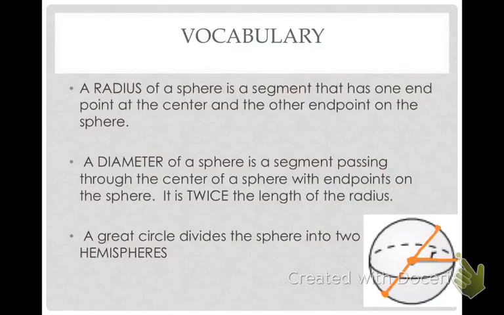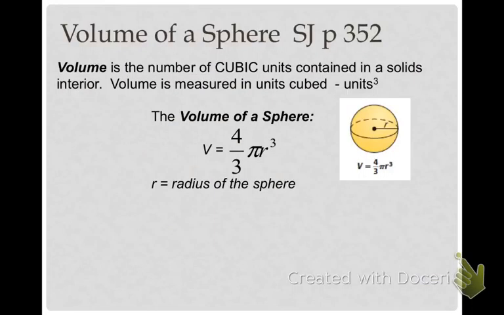And then we have a great circle, and that is a circle that is created when you split the sphere with a plane. And it's always right through the center of the sphere, and that's called a great circle, and it splits the sphere into two hemispheres. Okay, so that's a quick rundown, review.